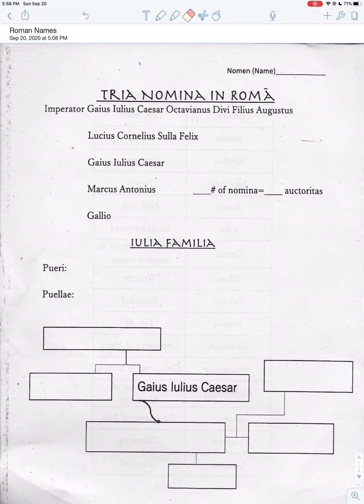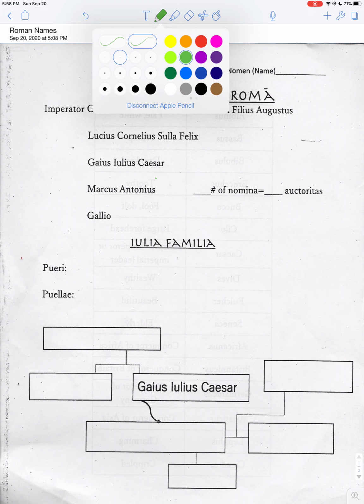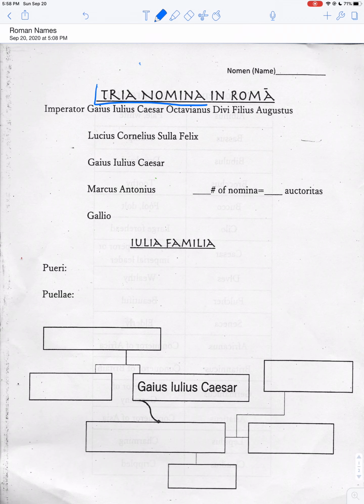Okay, so for this video, we are going to look at Roman names. The Romans had a system called the Tria Nomina. Nomina, as in name, so nomen, and it's plural in this case, so it's neuter. And three. So they had a three-name system that they used in ancient Rome. Let's take a look at some of these names that I have as examples.